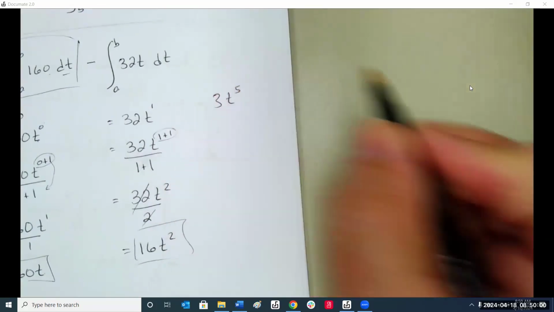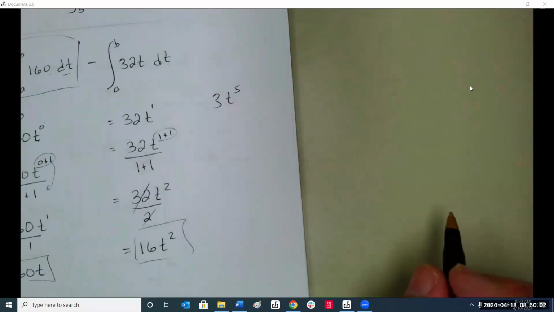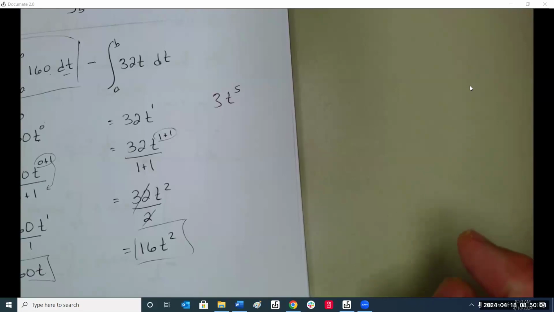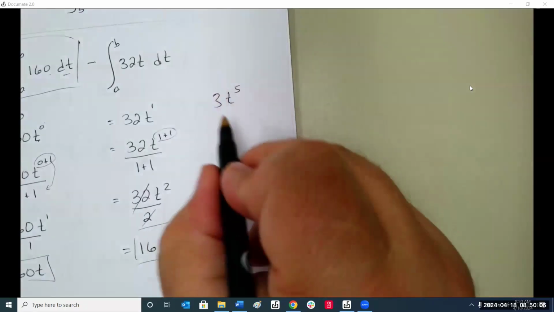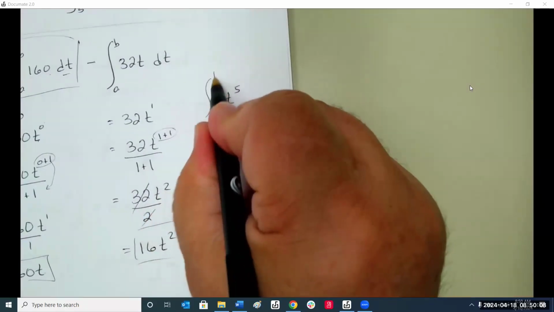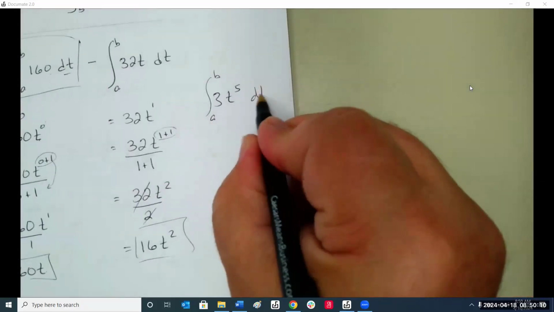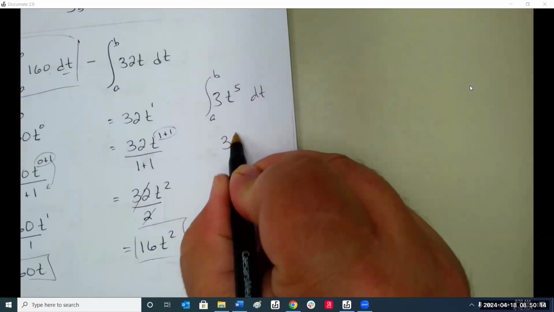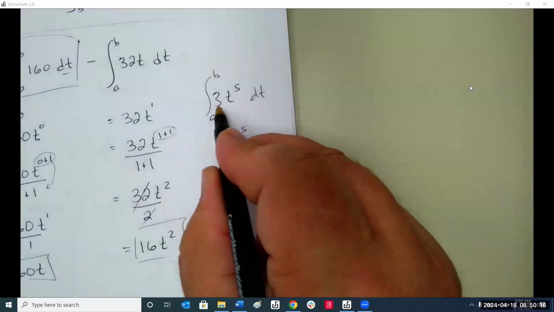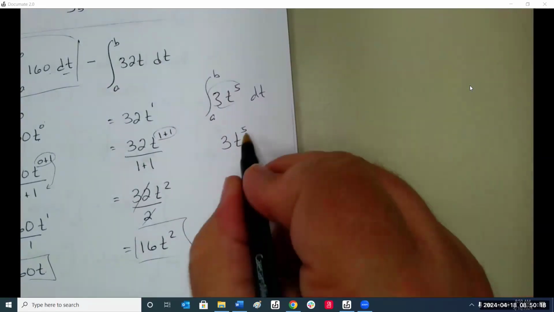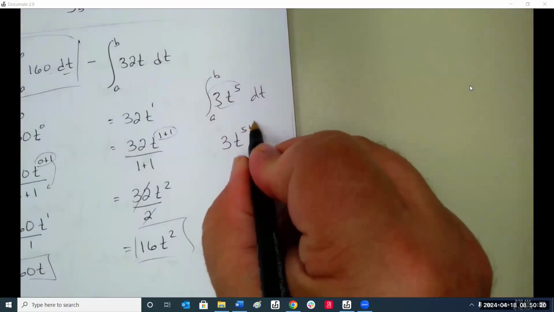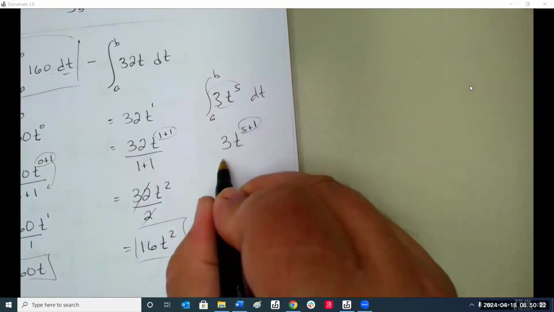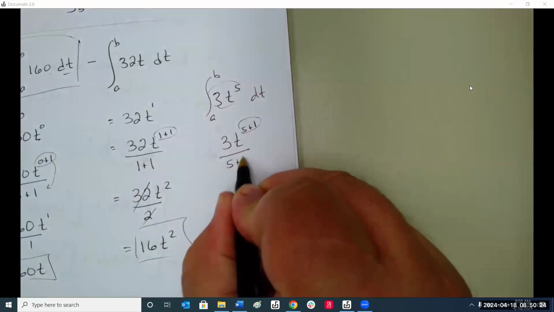What if I gave you this? What would the integral be? What would the integral be for this one? So start off with what you have. What do you do with the exponent? Add 1. And whatever's up here goes on the bottom.